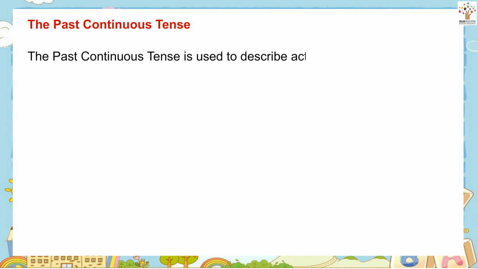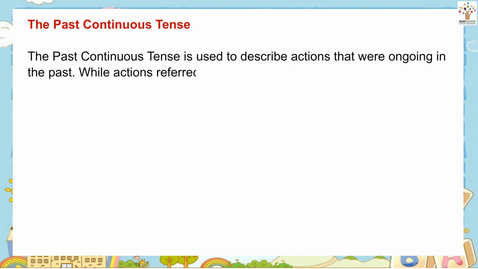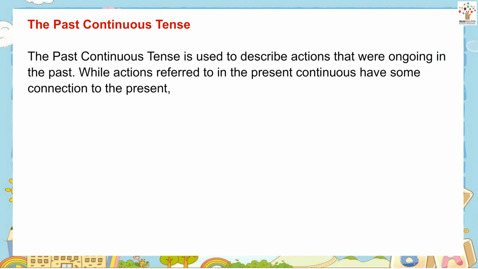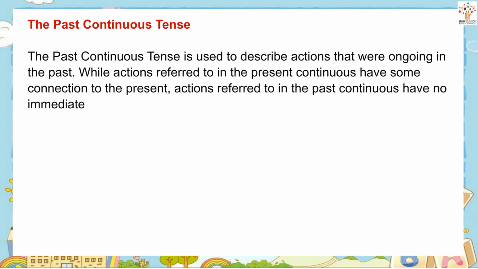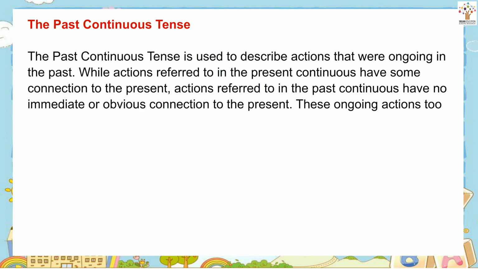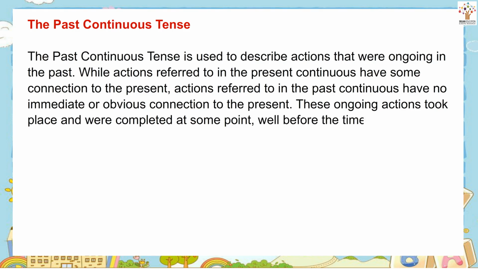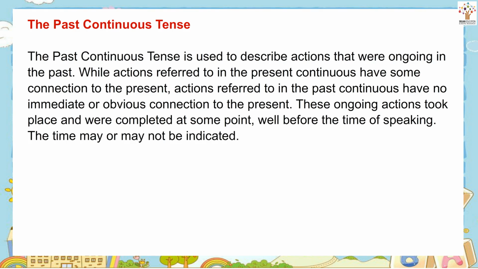The past continuous tense. The past continuous tense is used to describe actions that were ongoing in the past. Actions referred to in the past continuous have no immediate or obvious connection to the present. These ongoing actions took place and were completed at some point well before the time of speaking. The time may or may not be indicated.